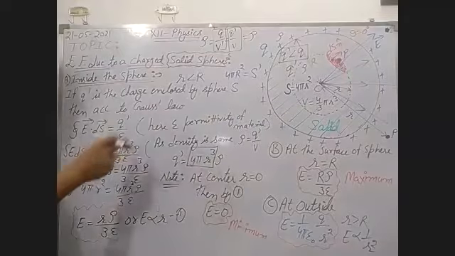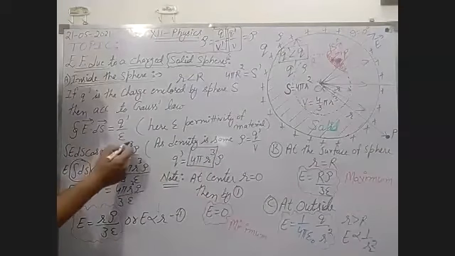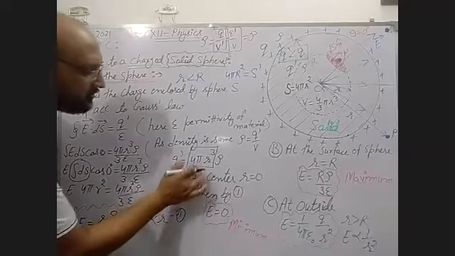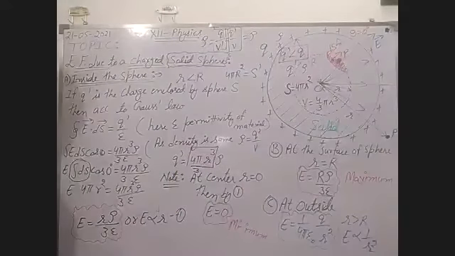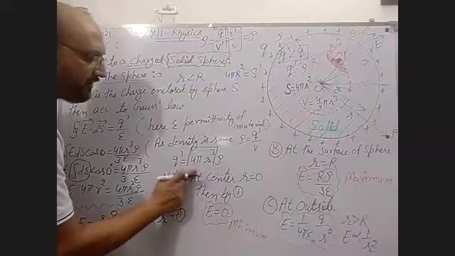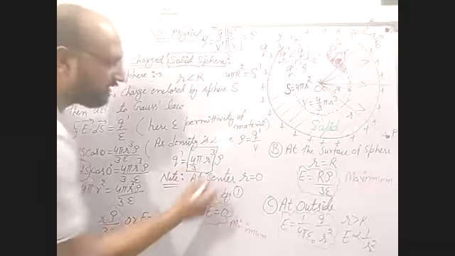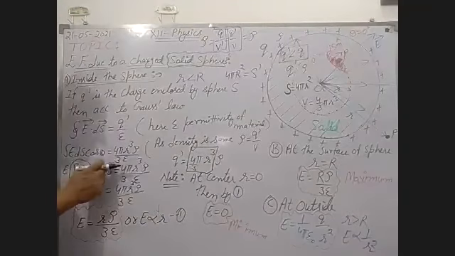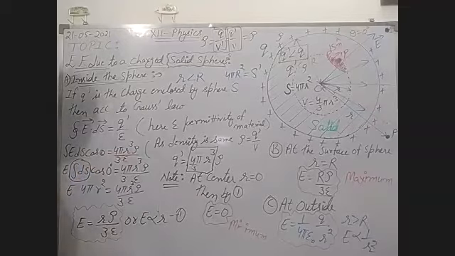Now put this Q dash value in this relation. Sorry, the volume formula is 4 by 3 pi r cube rho. Why are we taking 4 by 3? Because the volume of a sphere is 4 by 3 pi r cube. Now put here 4 by 3 pi r cube rho, and epsilon is also there.